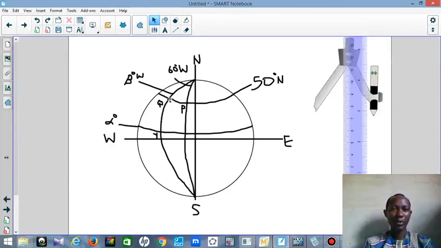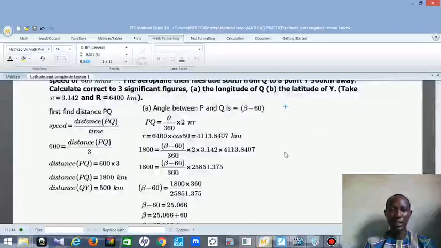But remember, the longitude of Q is 50 degrees, you can see, but we don't know the longitude of Y. So let's just find theta. Whatever we get as theta, if it's greater than 50, we are going to subtract, and that will give us the latitude of Y. If it's less than 50, we are going to add. When we finish that, you will understand it.